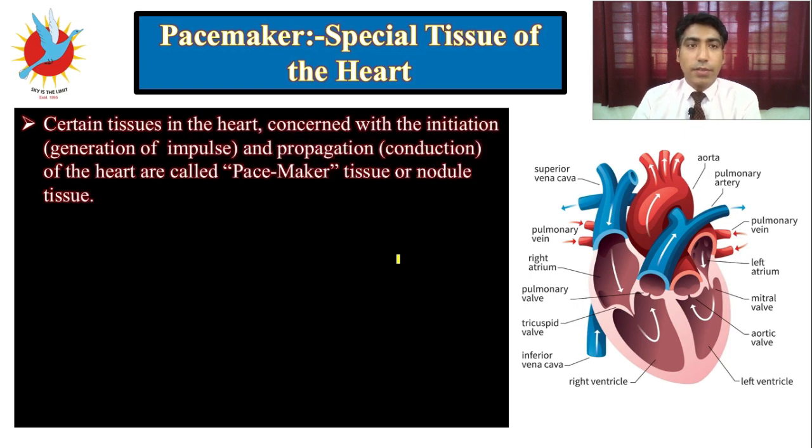Next, we should discuss the structure of the pacemaker, which is a special tissue of the heart. Certain tissues in the heart concerned with the initiation, meaning generation of impulse, and the propagation, meaning conduction, of the heartbeat are called the pacemaker. These special tissues are responsible for the initiation and propagation of the heartbeat. They are also known as nodular tissues.